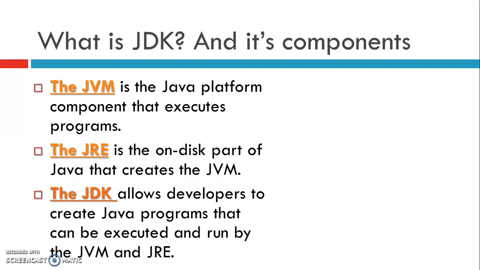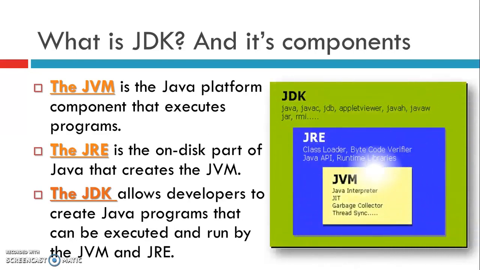we have an image. This image is here. In this image, we can see that in the yellow part, the Java virtual machine is there. The Java virtual machine has a Java interpreter, just-in-time compiler, garbage collector, and thread synchronization.